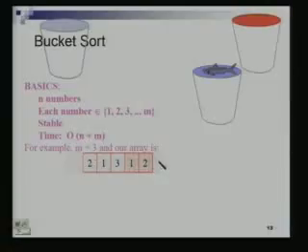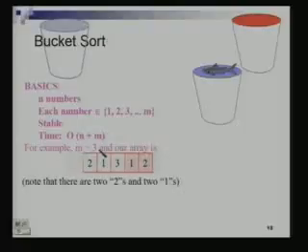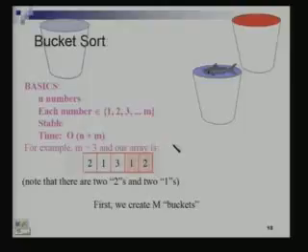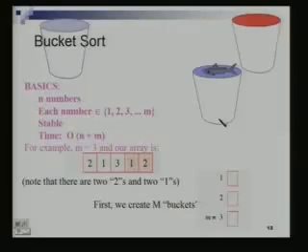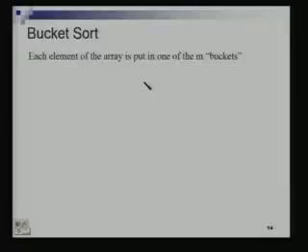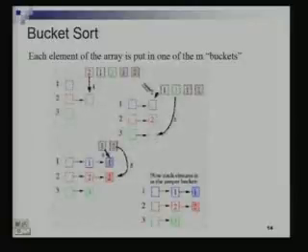Okay. And let us see how this works. So, suppose this is my collection of numbers 2, 1, 3, 1, 2. So, m is 3, right, because you can see the numbers are in the range 1, 2, 3, so m is 3. There are 2 2s and 2 1s. So, first what we are going to do is we are going to create m buckets, right, and you can understand what you will do in each bucket, right. Just take a number and throw it in the appropriate bucket. So, we have these 3 buckets, one corresponding to each possible value in this range, and each element of the array is put in one of the m buckets.